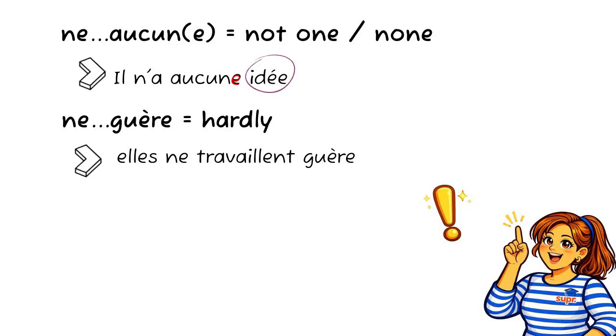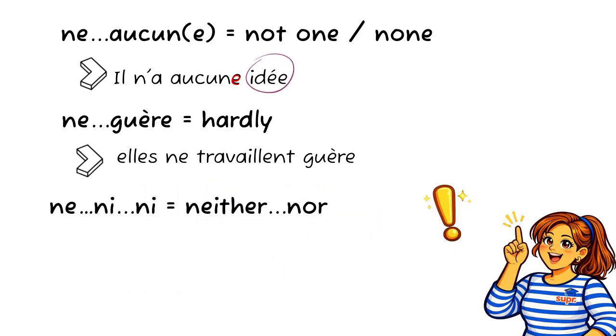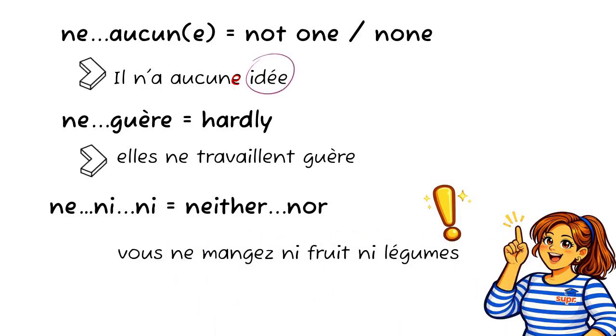And ne ni means neither nor. For example, vous ne mangez ni fruits ni légumes. You eat neither fruit nor vegetables. And note here that we remove the articles before fruits et légumes. So the ni doesn't require an article, doesn't need a le, la, les, or un, une, des.